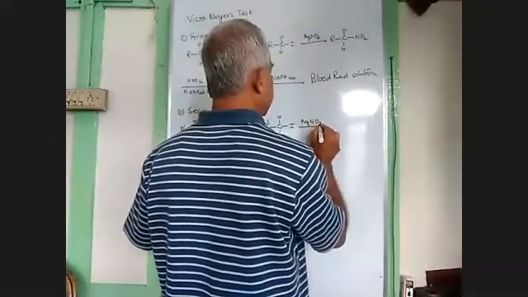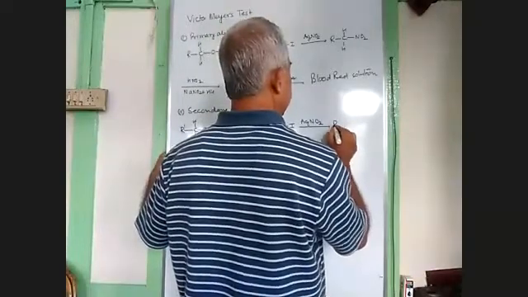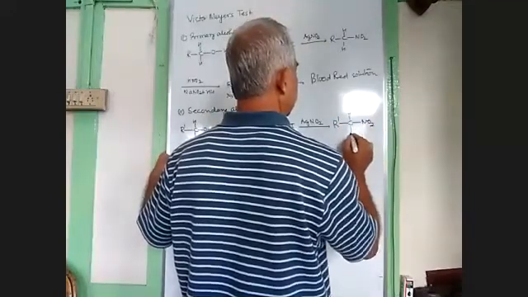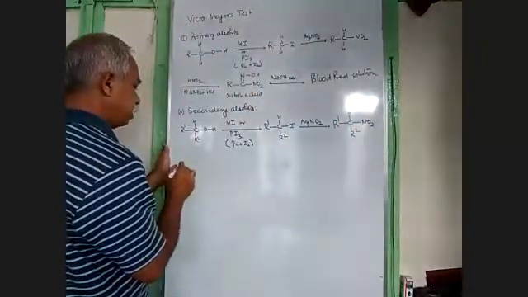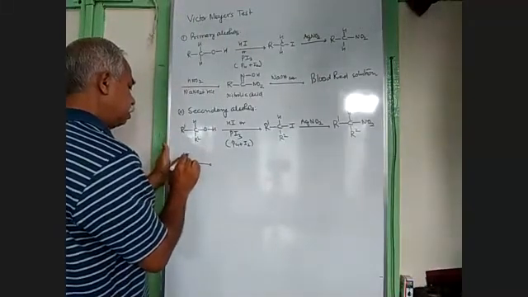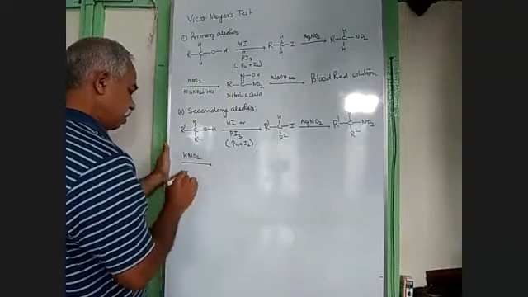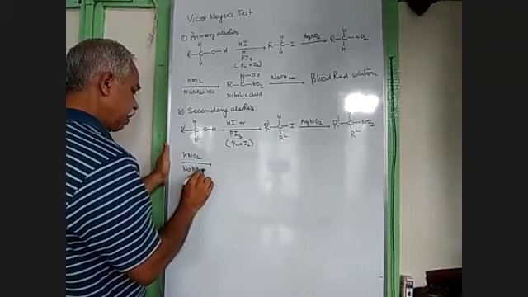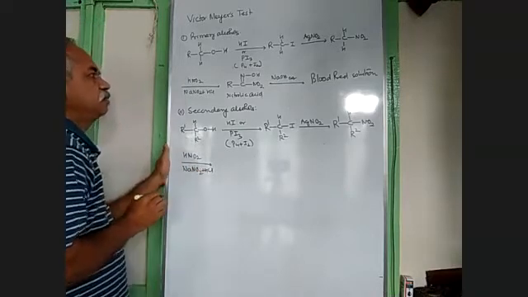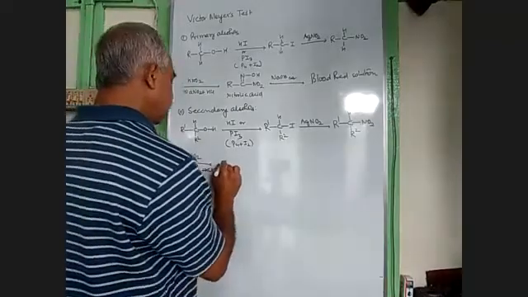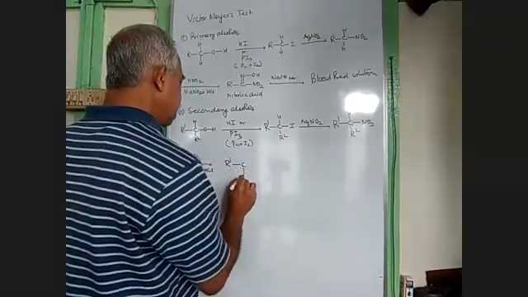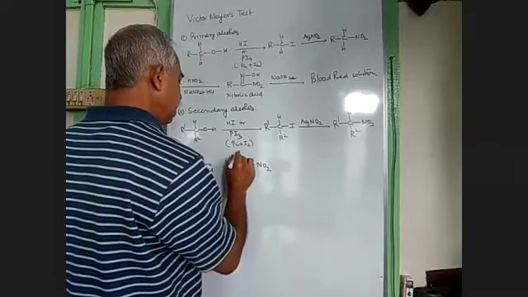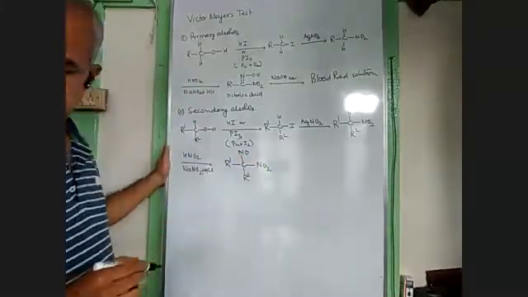Silver nitrite. Mind it, not silver nitrate. So you get here R1, R2, CH, NO2. Then it will be treated with nitrous acid. How do you generate nitrous acid? Sodium nitrite plus HCl. So what are you going to get now? R1, R2, C, then NO2, and here will be only NO.